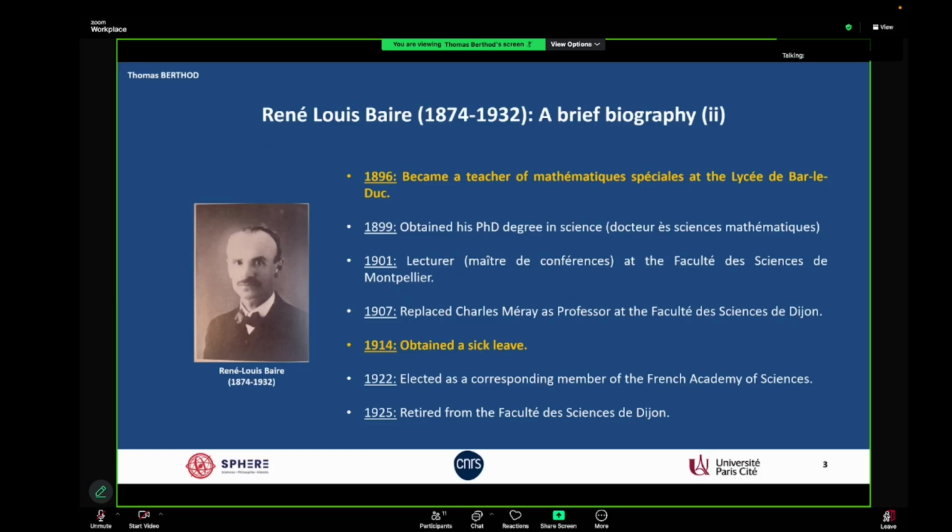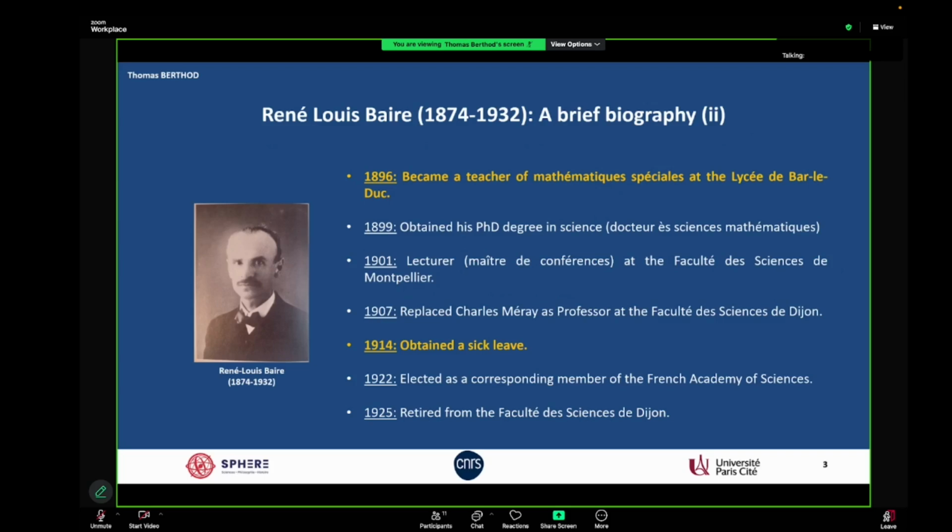For example, in his letters with Borel, we could see that Baire worked on some elements that became the topic of his PhD thesis. And just one year after, in 1897, he published a note, a compte rendu à l'Académie des Sciences, about one small part of what would become his PhD thesis.